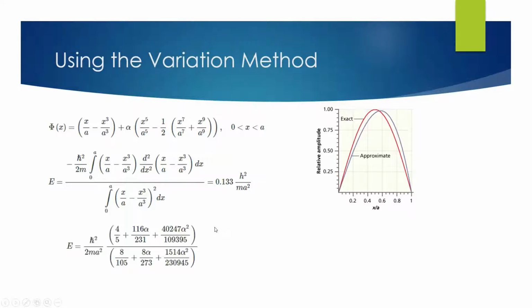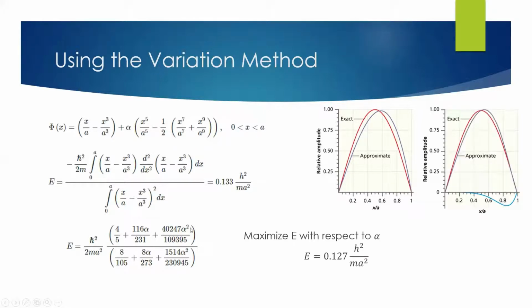The next part of the problem is going to be to go through and do a little bit of work here. We can evaluate what this alpha should be to get the best fit. Essentially you plug in alpha, and then you try to minimize the energy with respect to alpha. We evaluate this expression and set the derivative equal to 0 to find alpha. And we come up with a value for alpha that gives us an energy of 0.127 h squared over 8 ma squared. So much closer than this.